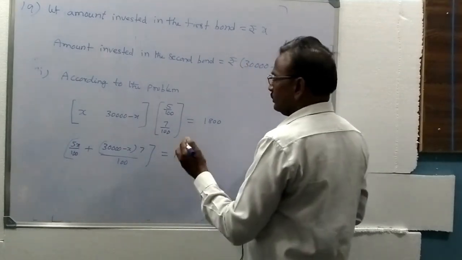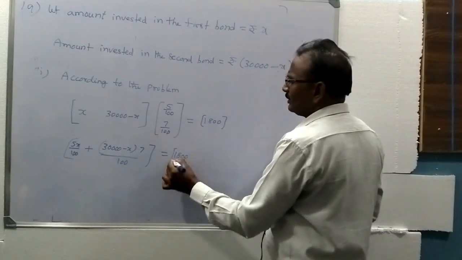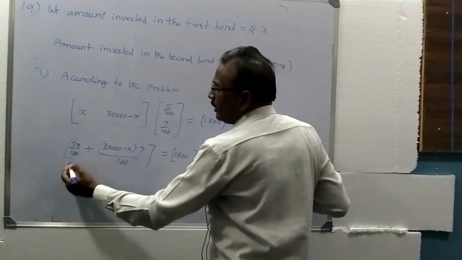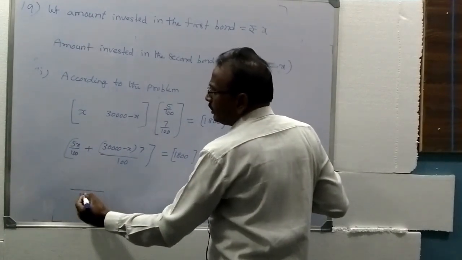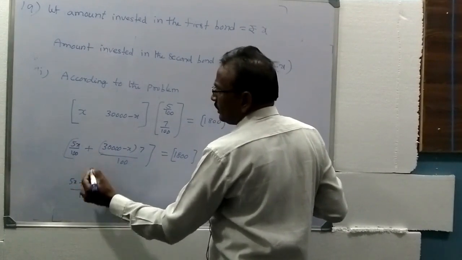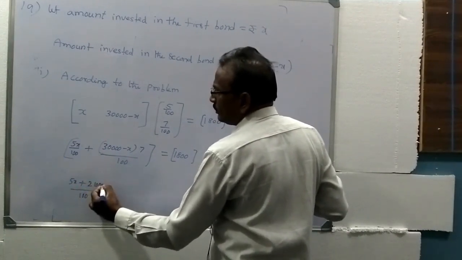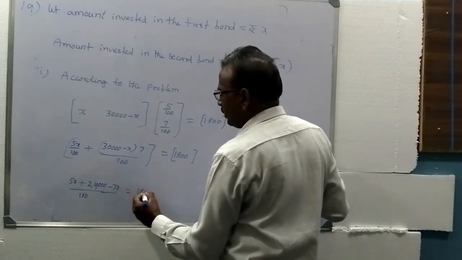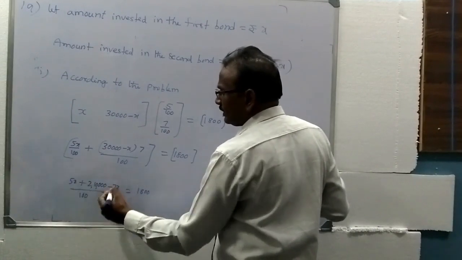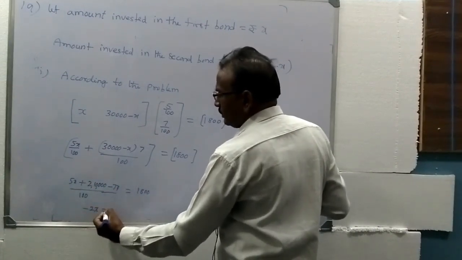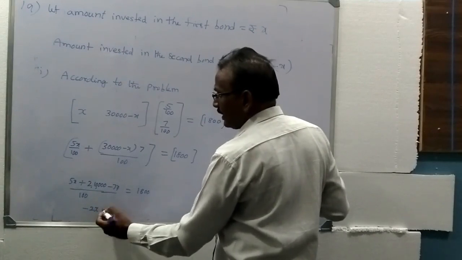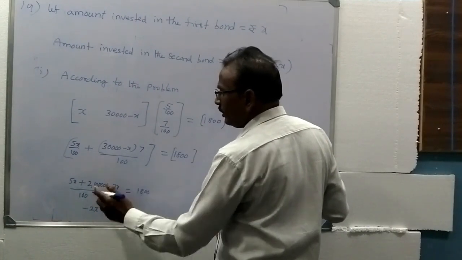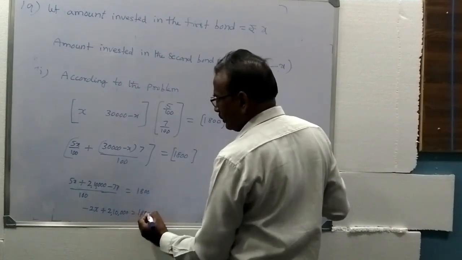So this is also one matrix, a singular matrix. It contains only one element. Your denominator is the same, that is 100. So that is 5x plus 7 threes are 2,10,000 minus 7x is equal to 1800. So 5x minus 7x is minus 2x, plus 2,10,000 is equal to 1800 into 100, which is 1,80,000.